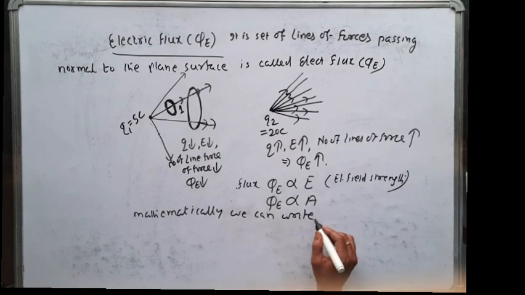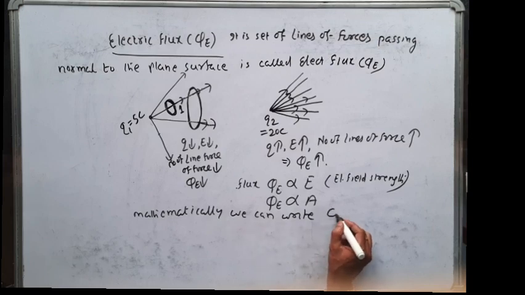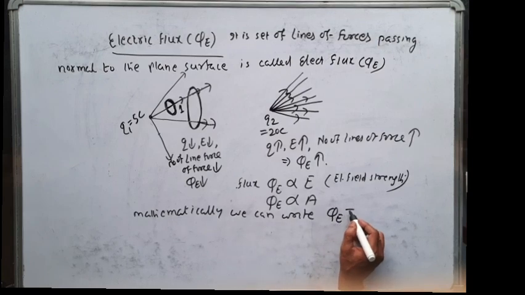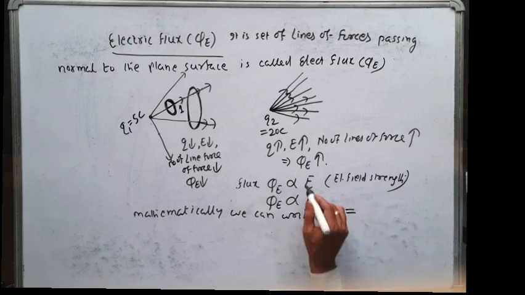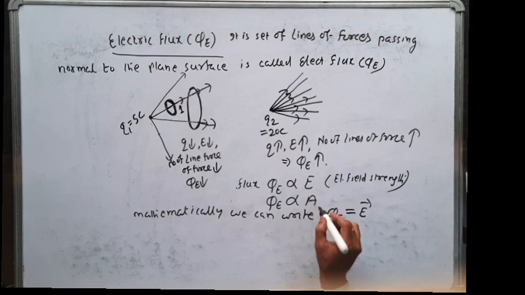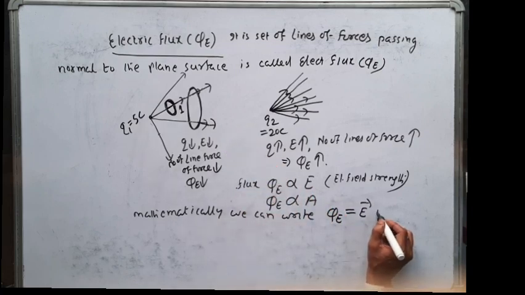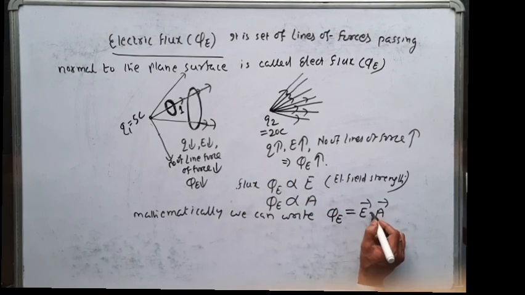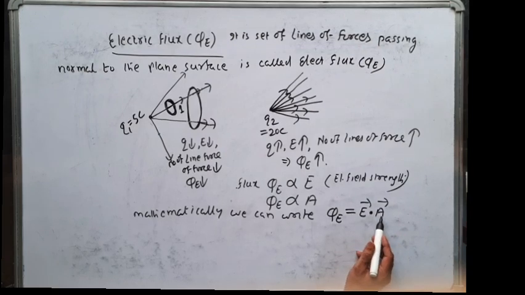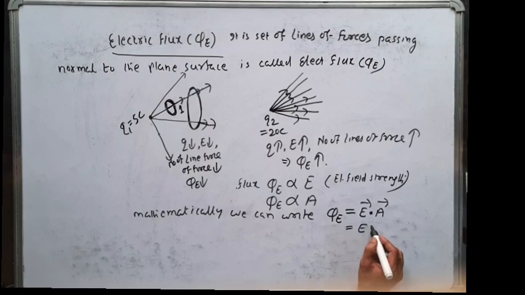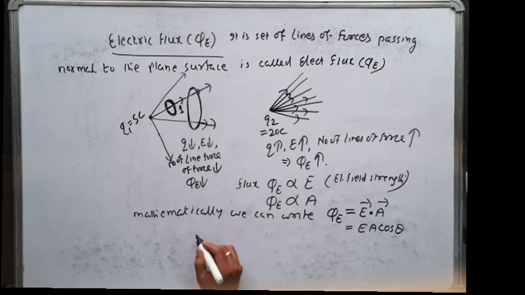Here similarly, mathematically we can write the electric flux is equal to the dot product of E and A. E is a vector, and area is also a vector. So the dot product of electric field and area vector is equal to electric flux. Or we can say the magnitude of electric flux is equal to EA cos theta. Then what is theta?